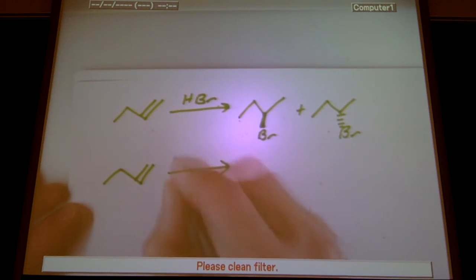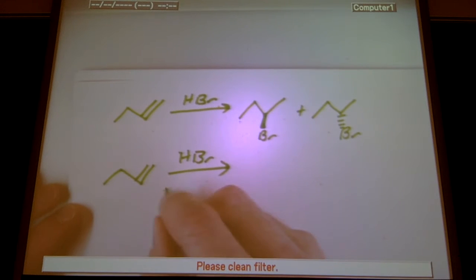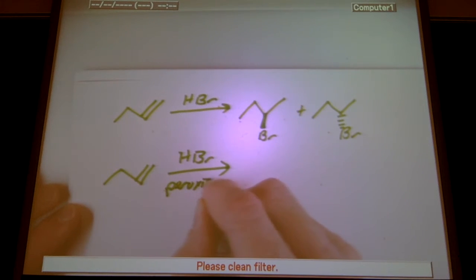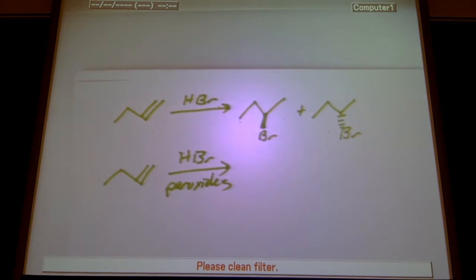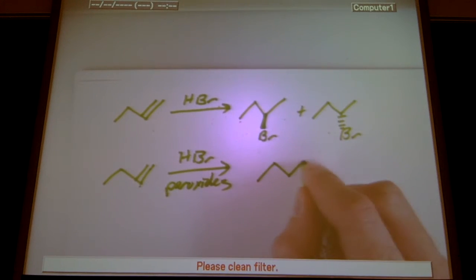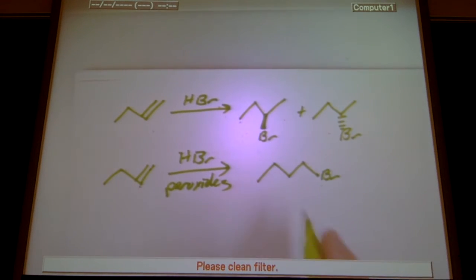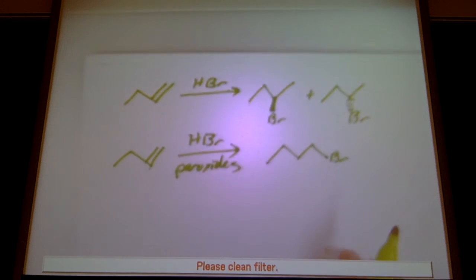Well, if you did that reaction in the presence of peroxides, what would be the difference? It goes to the least substituted instead. So here, this carbon is attached to 2, this one 1, so this is the least substituted. In that case, I do not have a chiral center, so no racemic mixture there.